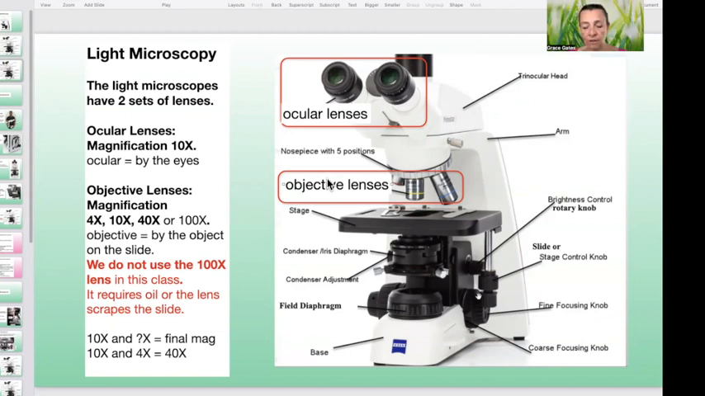100 times. In this class, we do not use the 100 times magnification lens. It needs oil, and without oil, it scrapes on the slide. We don't use it at all, not at all.